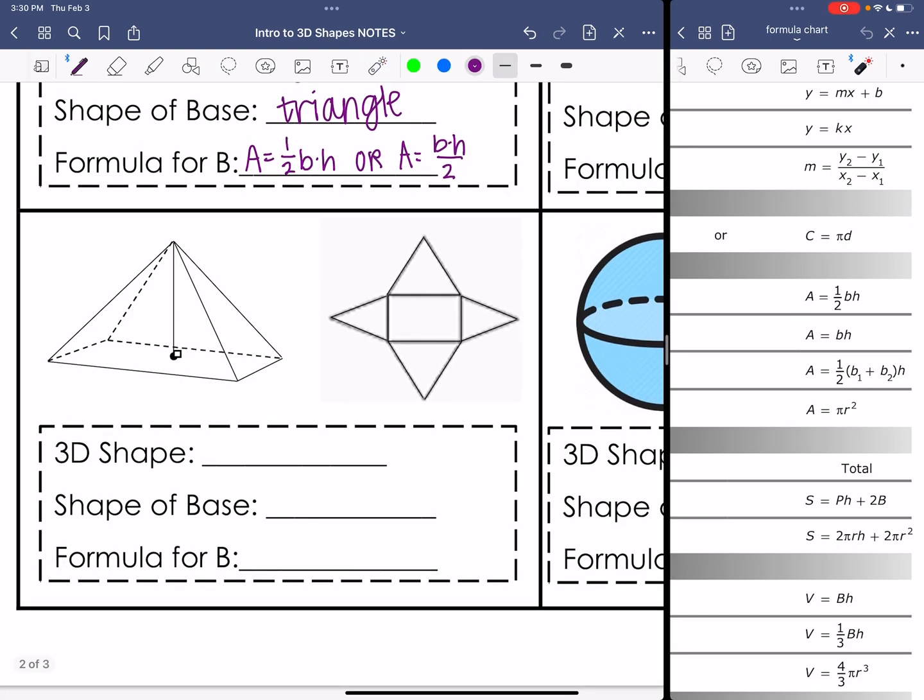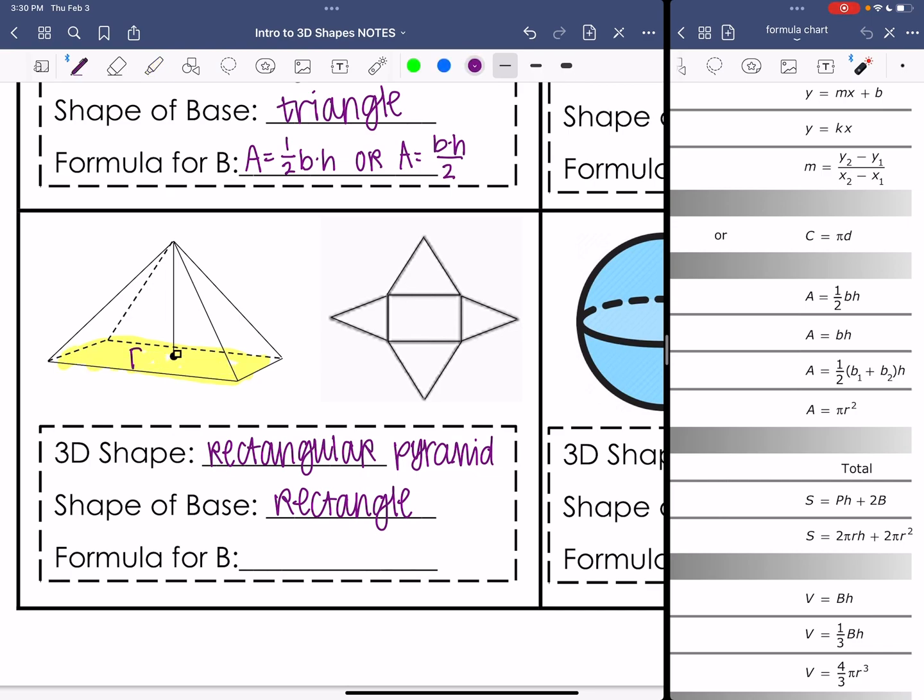Okay, and then looking at the bottom, this shape is going to be called a rectangular pyramid. So the base is what the pyramid sits on, and this pyramid sits on a rectangle. So the rectangle is the base of my pyramid. So this is my base.